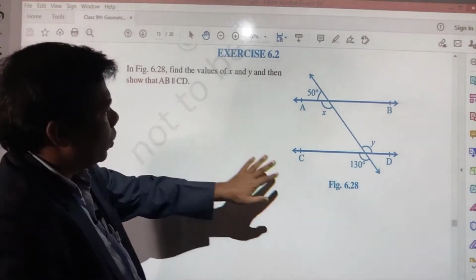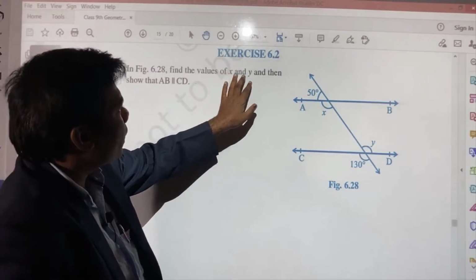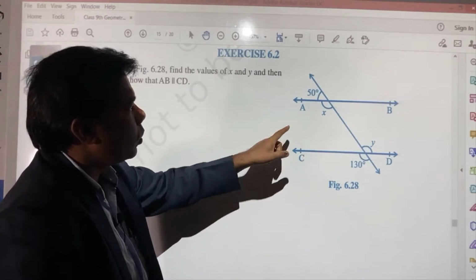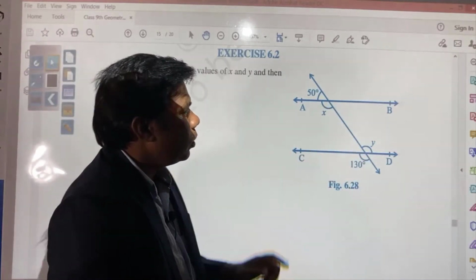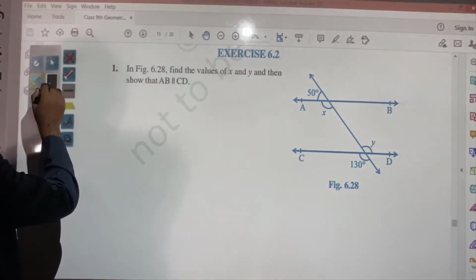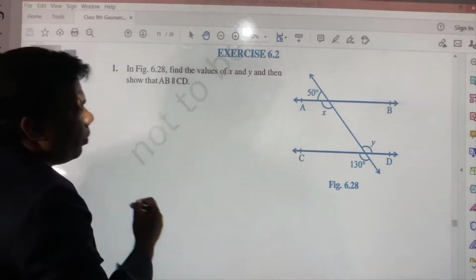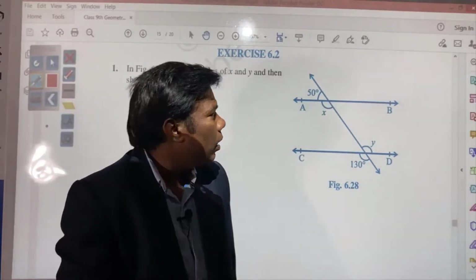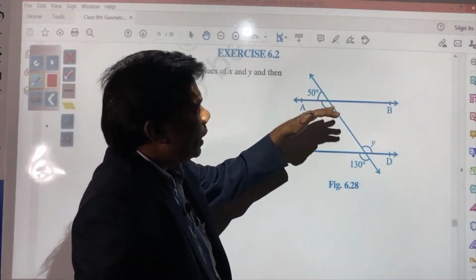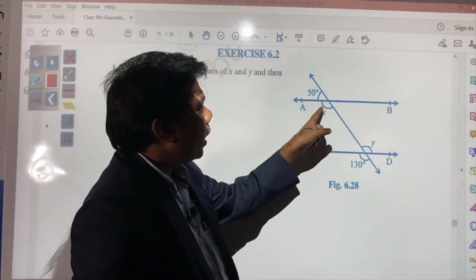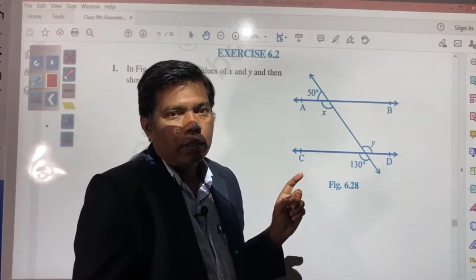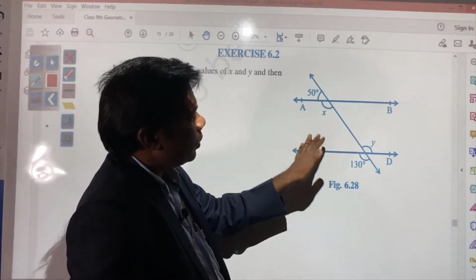In figure 6.28, find the values of x and y and then show that AB is parallel to CD. You need to show that AB is parallel to CD. So first of all, you need to know what condition is required to make any two lines parallel. So already you have learned, two lines will be parallel when either their alternate interior angles are equal or their corresponding angles are equal. So either way you will see which is possible.